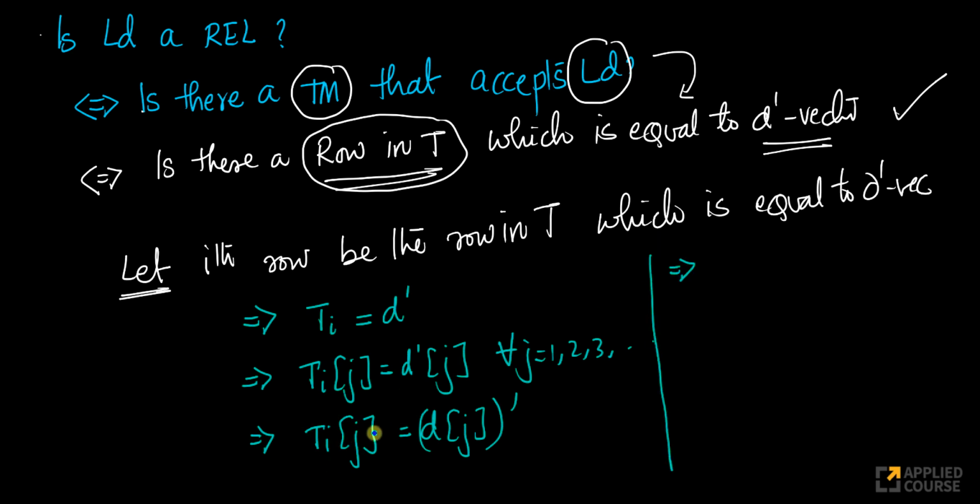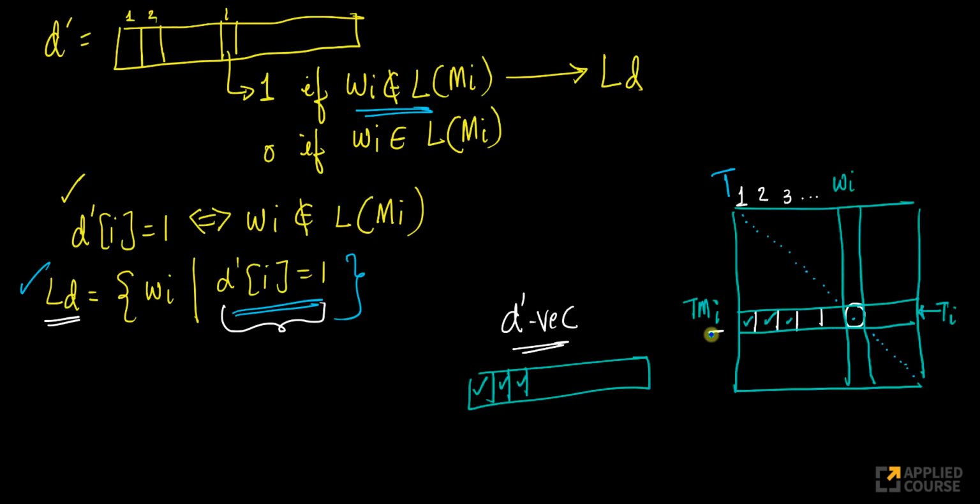Now let's go to the next step. What is Tij? What is Tij if j equals i? Instead of writing this, for j equals i, Tij is nothing but Tjj. What is Tjj? It means the jth row, jth column. That will belong to your diagonal. So this value will belong to your diagonal.